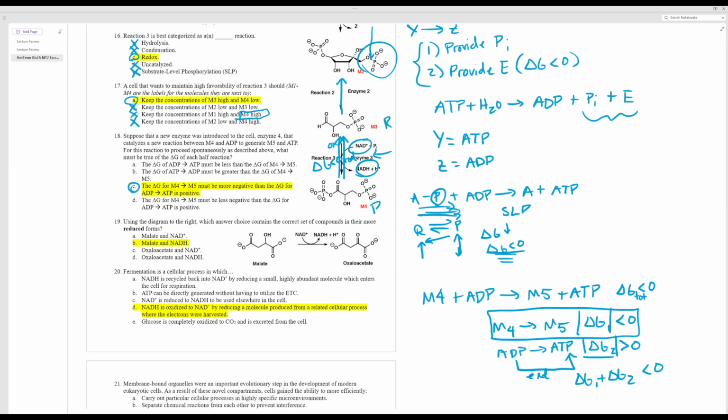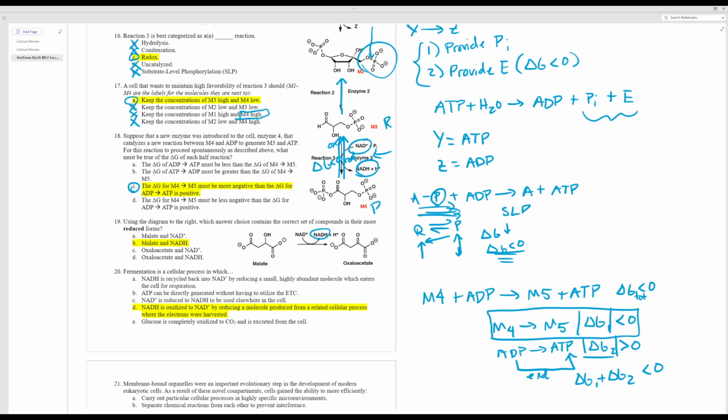Okay. Using the diagram to the right, which answer choice contains the correct set of compounds in their more reduced forms? All this question is asking you of the molecules present here, which ones are in their reduced forms? Remember, we always search for the molecules we know. We see NADH and NAD+.